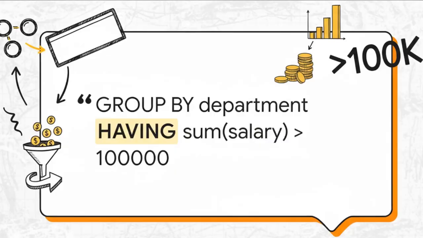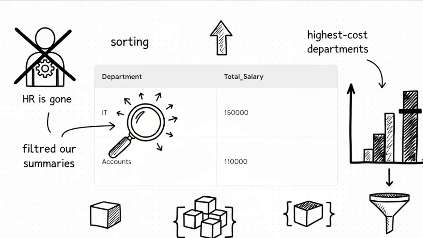So using our new tool, the having clause, we can ask a much smarter question. We're telling the database, go ahead and do your thing, group everyone by department and sum up the salaries, but I only want to see the departments where that final sum is more than 100,000. And check it out. Poof. The HR department is gone because it didn't meet our criteria. What we're left with is a super focused list of only the big spending departments. We've just cut through all the noise to get to the signal.